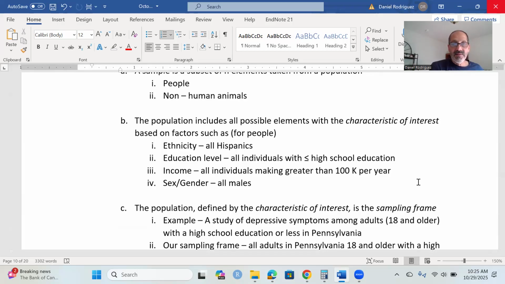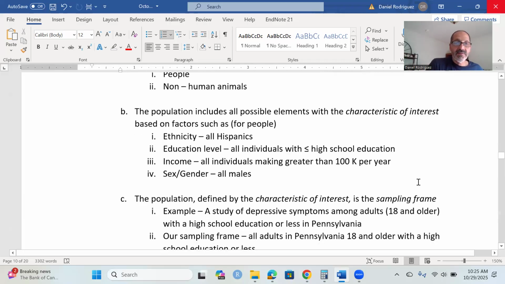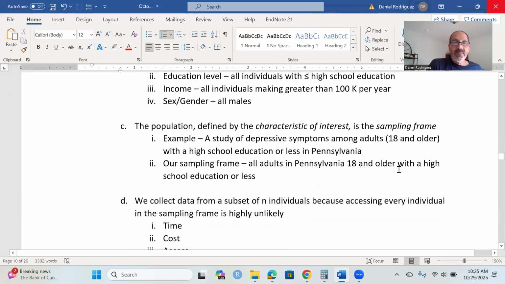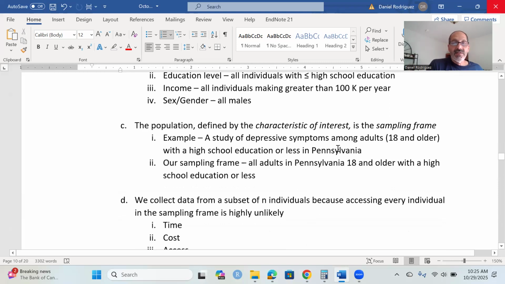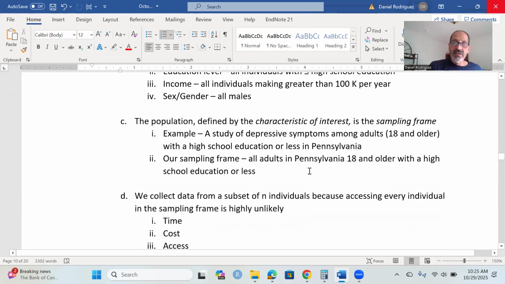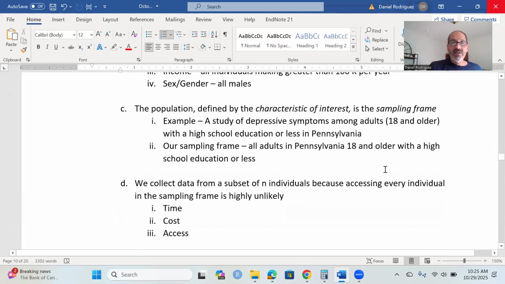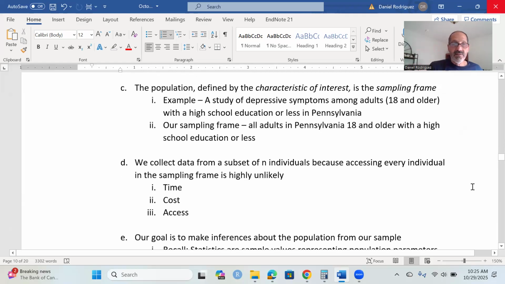For instance, for people, it could be something like ethnicity: you take all Hispanics, there's a population of all Hispanics. Education level, all individuals with less than or equal to a high school education, that's another population, and so on. The population defined by the characteristic of interest is known as the sampling frame. So here's an example, a study of depressive symptoms among adults 18 and older with a high school education or less in Pennsylvania. Our sampling frame would be all adults in Pennsylvania, 18 and older with a high school education or less.